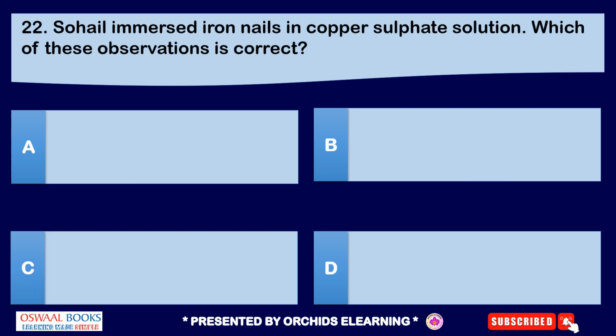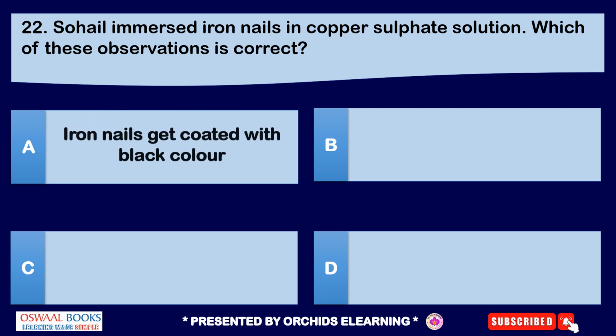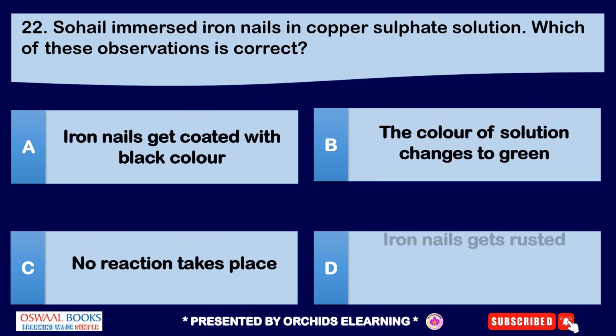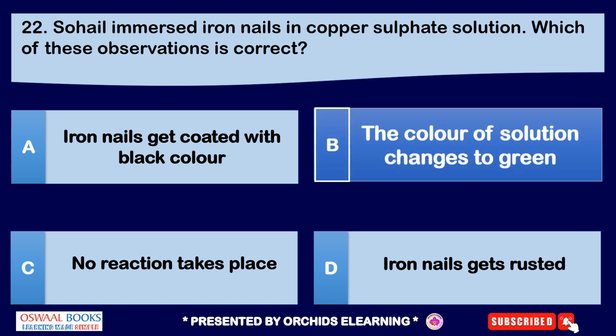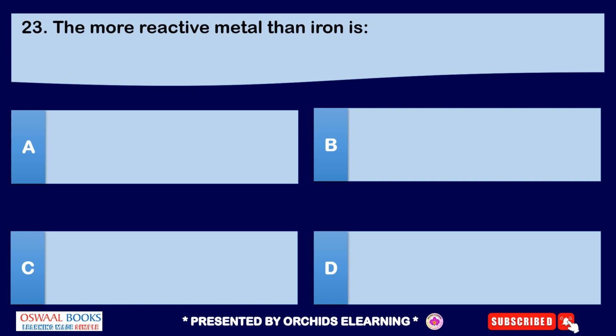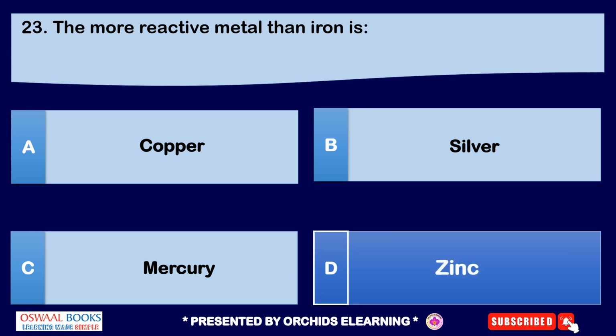Sohel immersed iron nails in copper sulfate solution. Which of these observations is correct? B. The color of the solution changes to green. The more reactive metal than iron is D. Zinc.